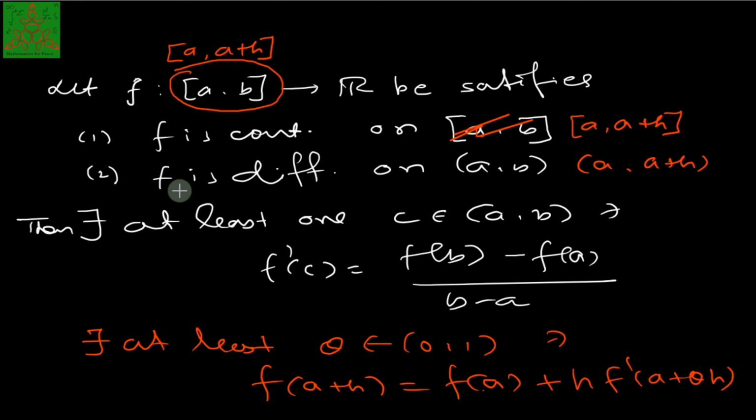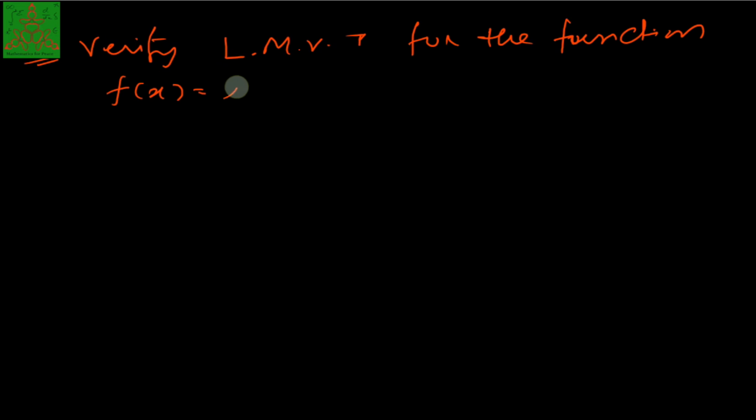We'll discuss some examples of these two statements in this video. So let us start with the first example. The first example says: verify LMVT for the function f(x) equal to l x squared plus m x plus n in the interval [a, b]. The question is to verify the LMVT, that means whether we can apply the Lagrange mean value theorem to this function, and also check that whatever value we get for c lies in this interval.